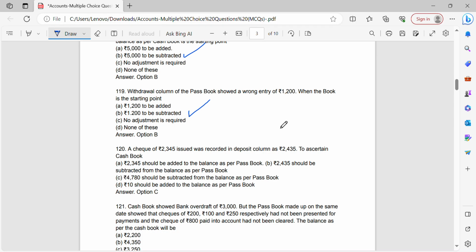The next question is a check of 2,345 issued was recorded in deposit column as rupees 2,435 in the cash book. The options are option A 2,345 should be added to the balance as per cash book. Option B is 2,435 should be subtracted from the balance as per cash book. Option C is 4,780 should be subtracted from the balance as per cash book. Option D is rupees 10 should be added to the balance as per cash book. The answer of this question is option C, 4,780 should be subtracted from the balance as per cash book.